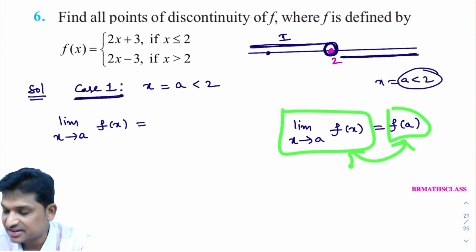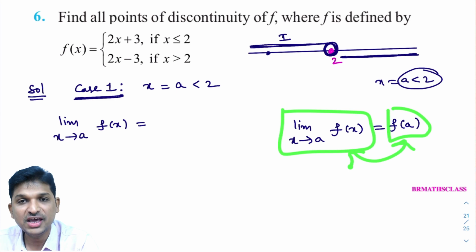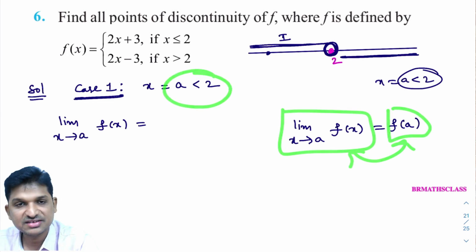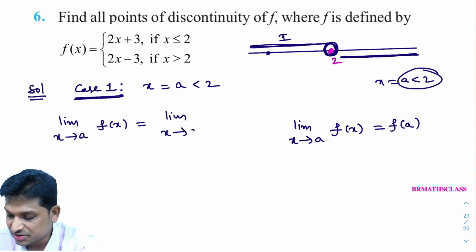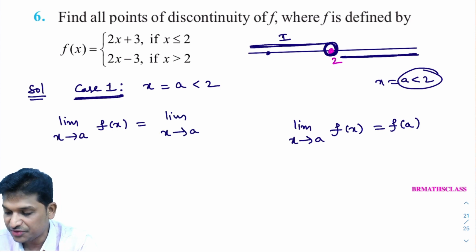If both are equal, then I'll say that f of x is continuous at x equal to a. What is a value? A value is less than 2. I'm calculating the limit as x approaches a of f of x.